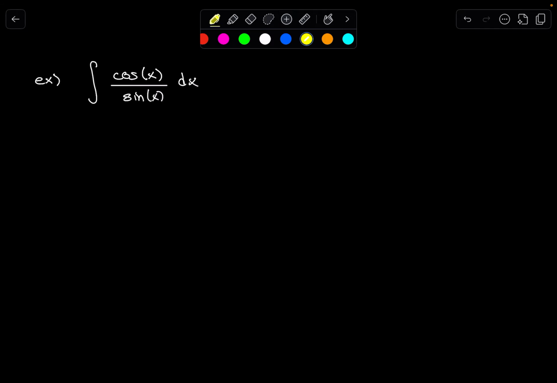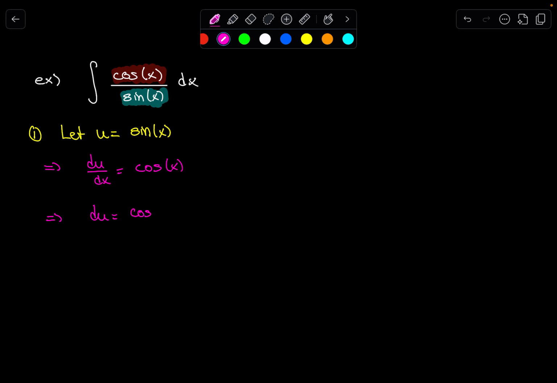And again, very, very natural. We might notice that, well, I have a sine of x here, and I know that the derivative of sine of x is cosine of x. So again, our intuition for step 1 is that we're going to let u be equal to sine of x. And that's because that's going to give us that du dx is equal to cosine of x. And with a little bit of finessing, we're going to get du is equal to cosine of x dx.